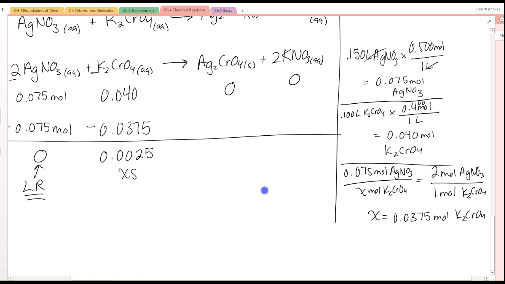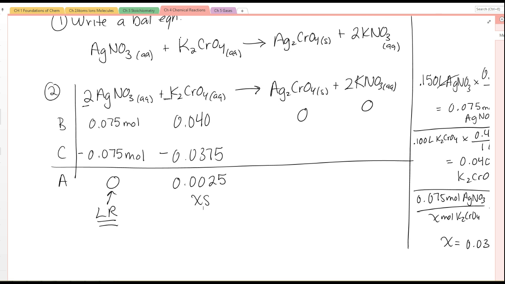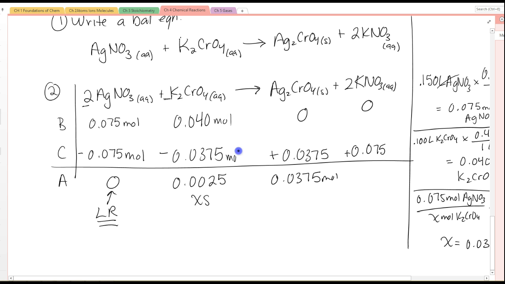So looking back over here, I can fill in the changes in my other two because I see that potassium chromate to silver chromate is a 1 to 1 mole ratio. So this is going to add 0.0375. And then my silver nitrate to potassium nitrate is a 2 to 2 ratio. So they should be the same, 0.075. So in the end, I'm going to have made 0.0375 moles of, I should actually label all of these, of silver chromate. And I'm going to have made 0.075 moles of potassium nitrate.